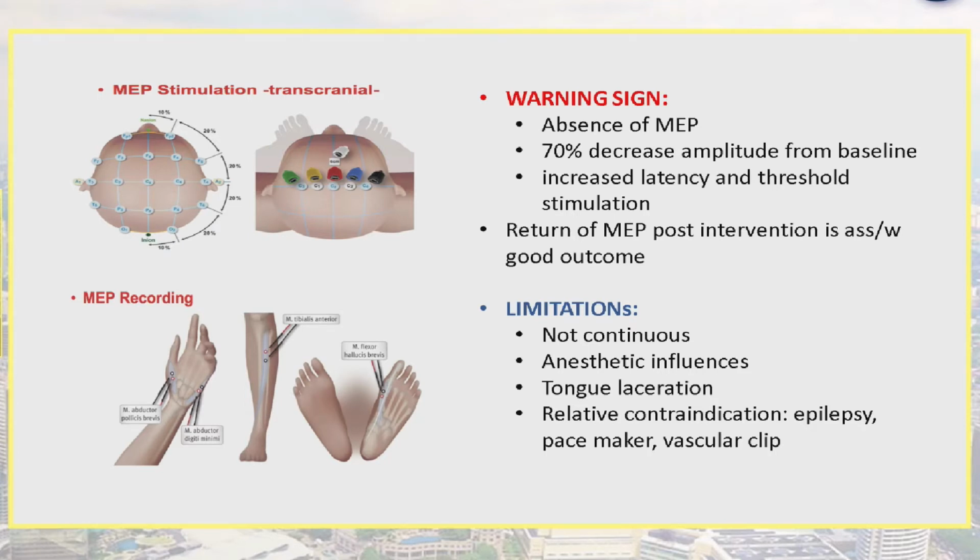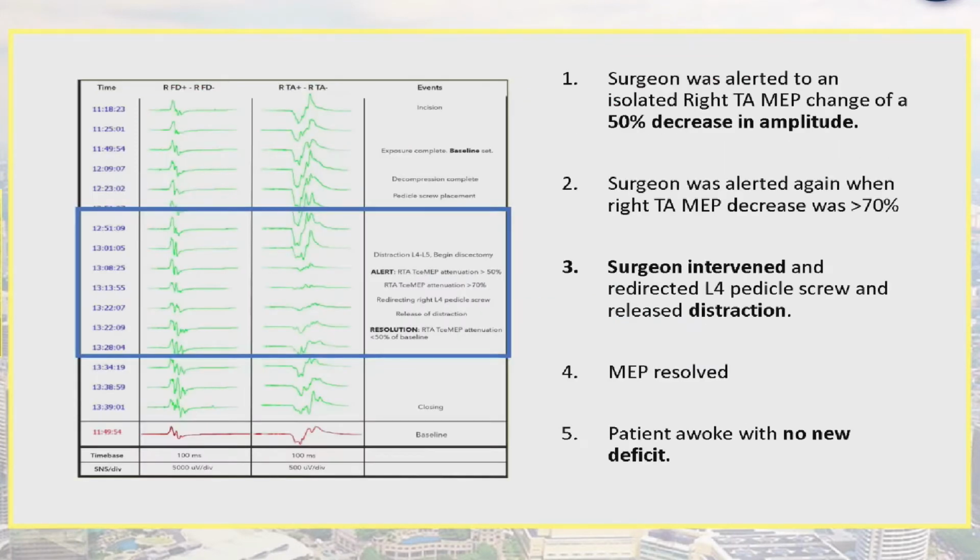So anesthetic influence: it is very sensitive to volatile agents and muscle reaction due to the physiology that happens. Okay, and a side effect is tongue laceration, and we have to put a bite block to avoid tongue laceration due to the masseter jaw stimulation that happens. And it has relative contraindications in patients with epilepsy, pacemaker, vascular clips, and so on.